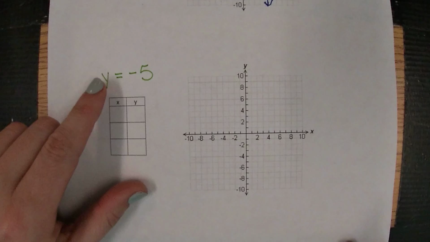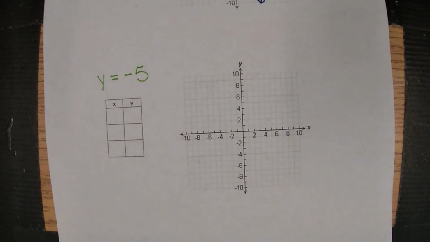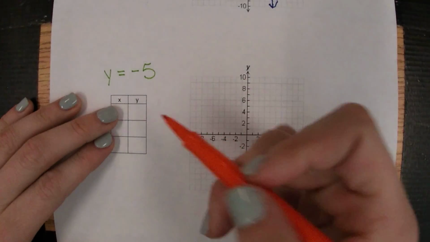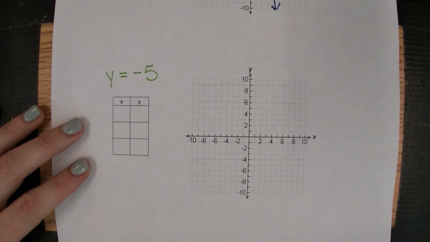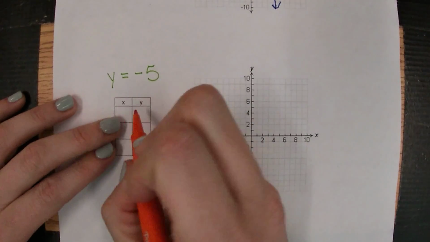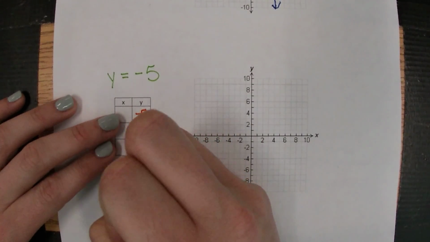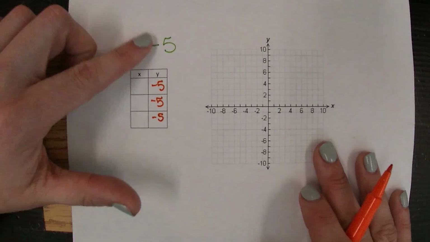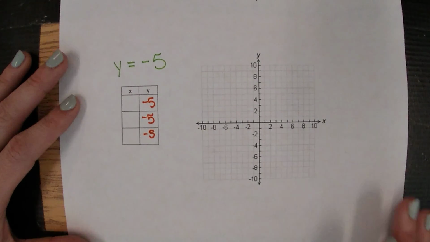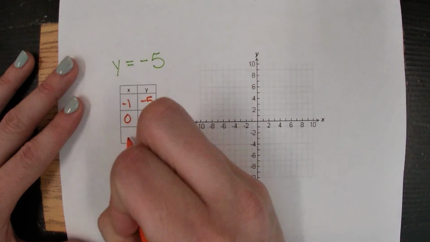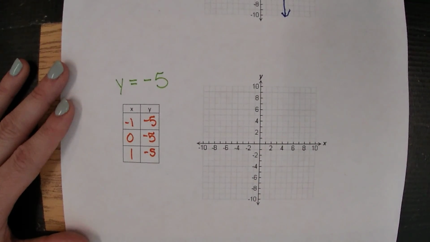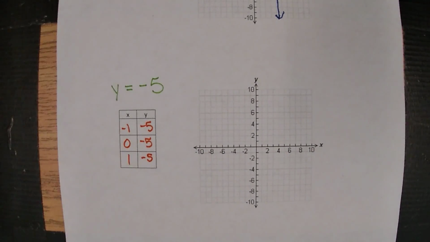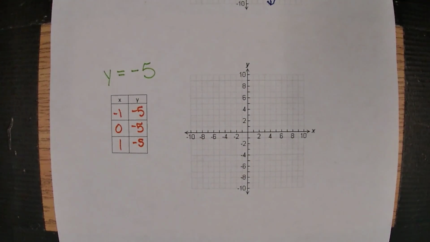Okay, so let's look down here. Y equals -5. What numbers are we going to have to put in our y column? Yeah, we have to put -5 every single time, right? Just like up above, we had to put x is 4. Here we have to put y is -5. Now, our x values can still be whatever. Okay, but our y value has to be -5.